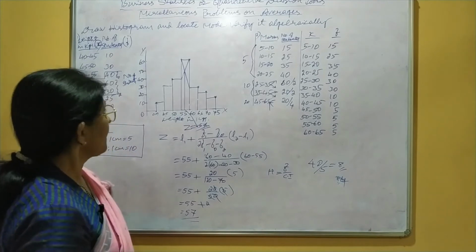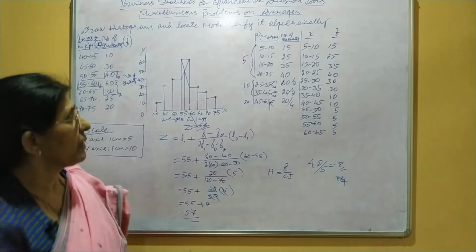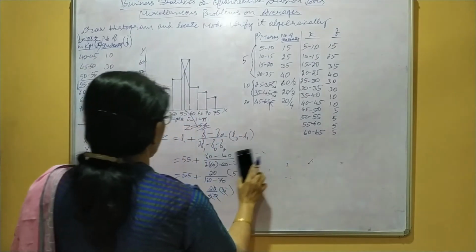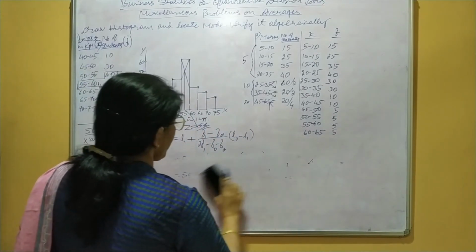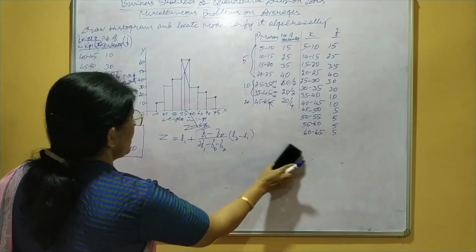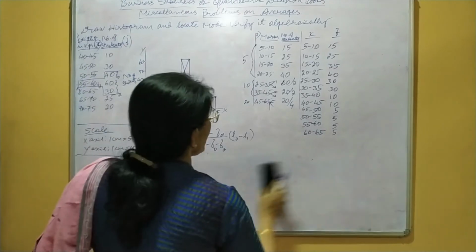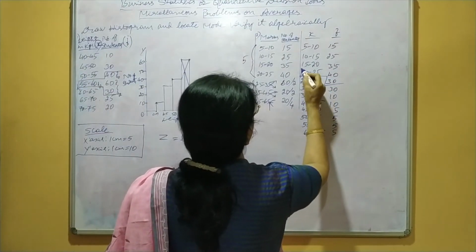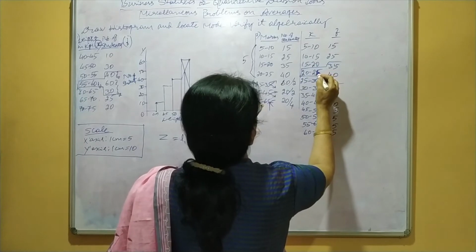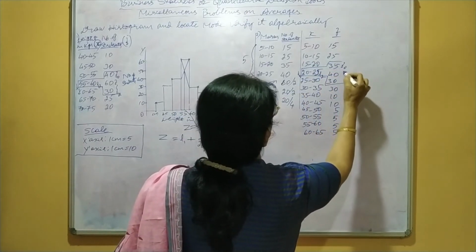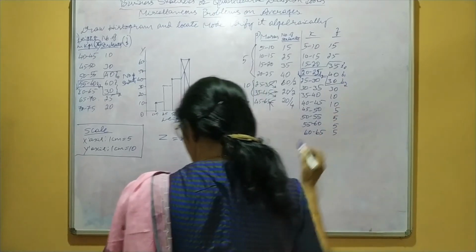Now, here we may do one thing. First, we may calculate the mode algebraically. The highest frequency is 40. Therefore, the modal class is 20 to 25. L1, L2, F0, F1, F2.